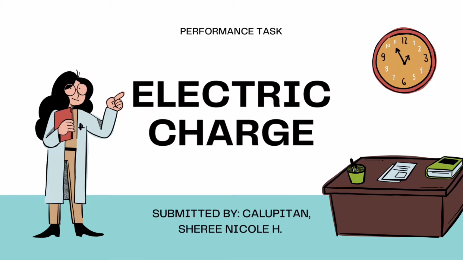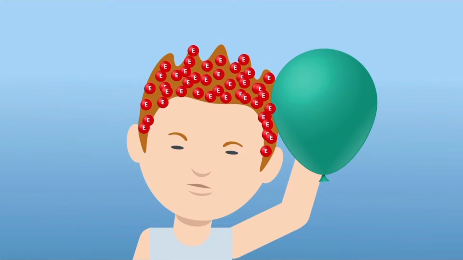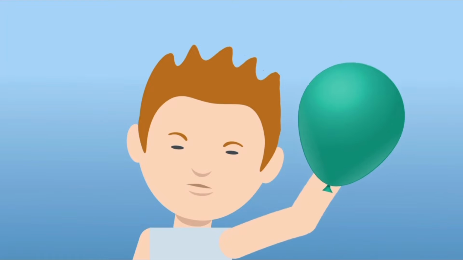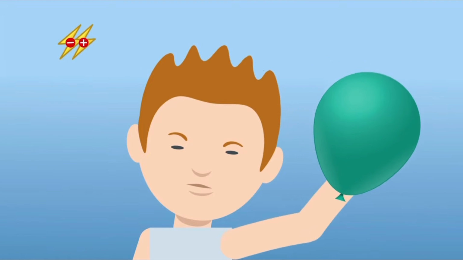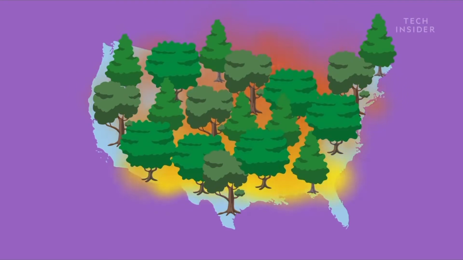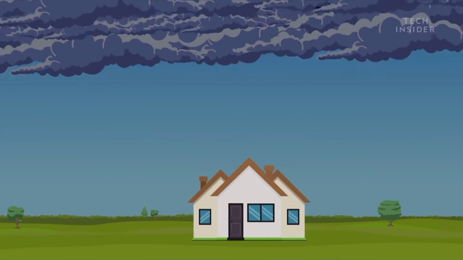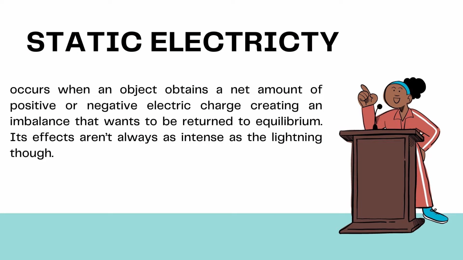Electric charge. The trick that we used to do with the balloon to make our hair stick up, or of course, a lightning strike. They are all governed by the same principle, static electricity. Static electricity occurs when an object obtains a net amount of positive or negative electric charge, creating an imbalance that wants to be returned to equilibrium. Its effects aren't always as intense as the lightning though.